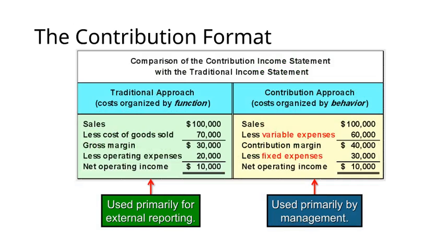The contribution approach differs from the traditional approach illustrated in an earlier chapter. The traditional approach organizes costs in a functional format. Costs relating to production, administration, and sales are grouped together without regard to their cost behavior. The traditional approach is used primarily for external reporting purposes.